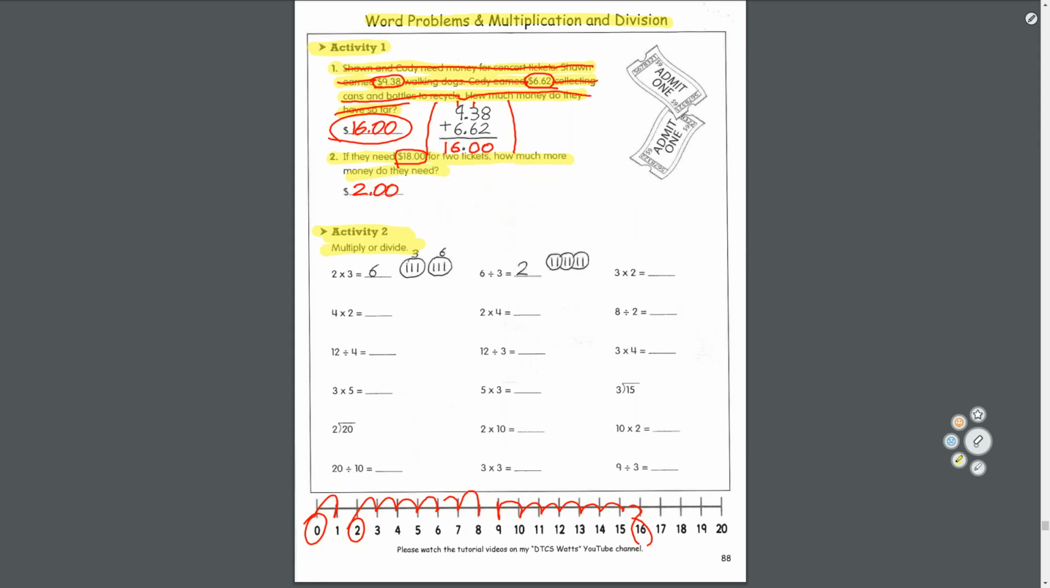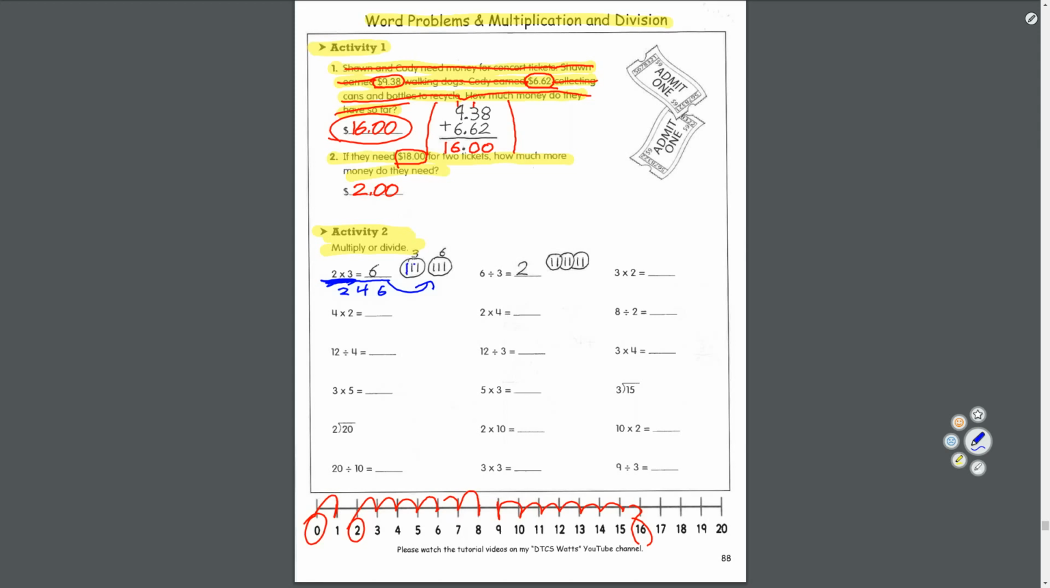It's going to erase that so we have more space. Okay, so 2 times 3 equals 6. How did I figure that out? There's a couple ways you can think about it. 2 times 3, I'm going to skip count by 2, 3 times. 2, 4, 6. Or what I did here, 2 times 3 means I have 2 groups of 3.